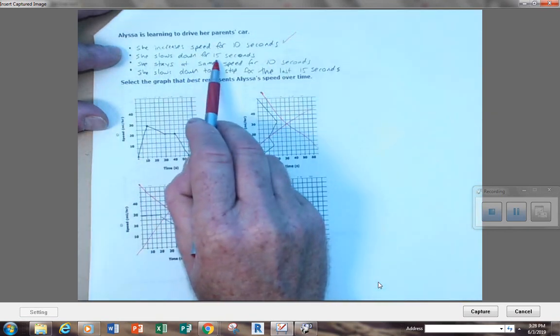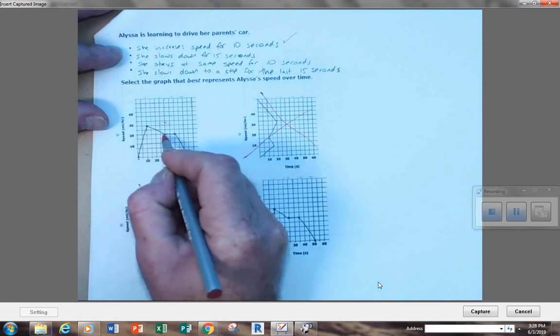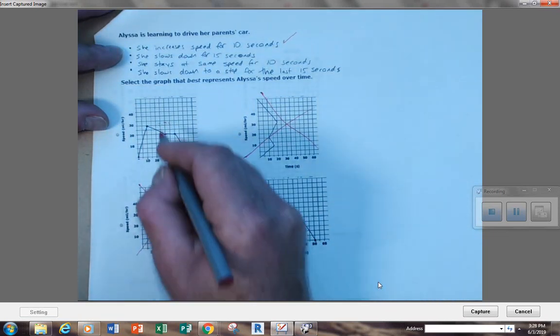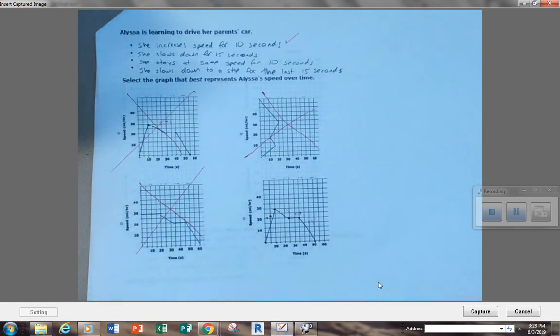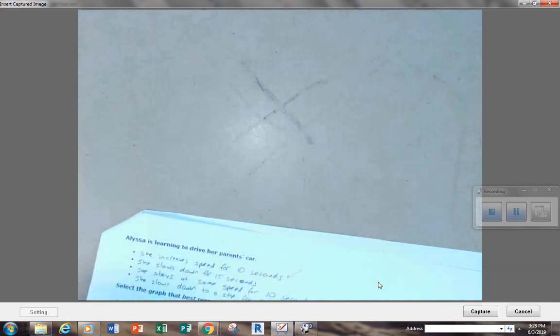She slows down for 15 seconds. This graph, after increasing for 10, looks like it's going down 5, 10, 15, 20. So because it's going down 20 seconds, where this one is really going down that 15 seconds, that makes this one bad. But here we go. Increasing for 10 seconds. Yep. Decreasing 15 seconds. 10 seconds, same speed, and then you can see this last decreasing part was 15 seconds long. So know that.